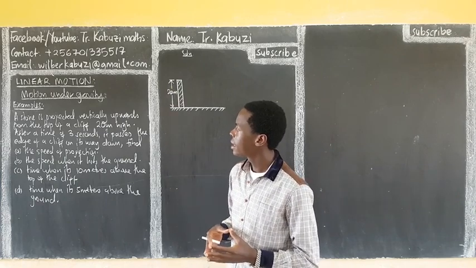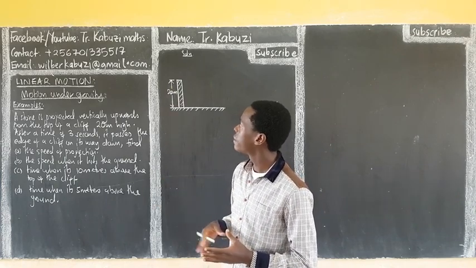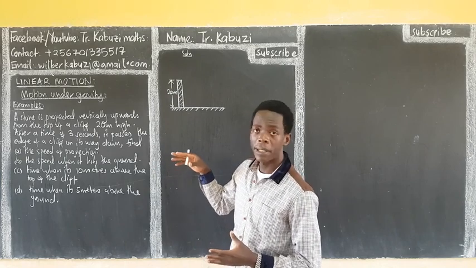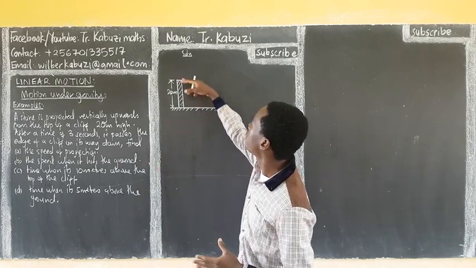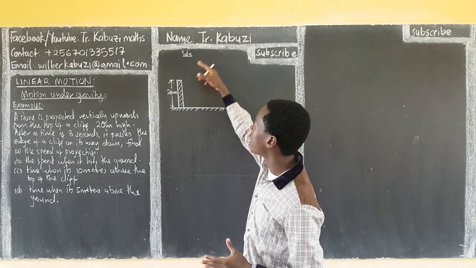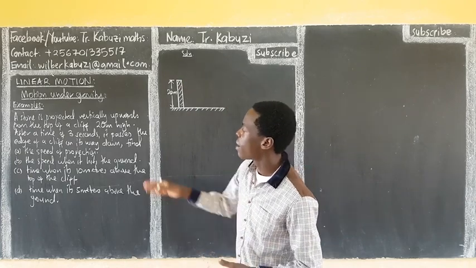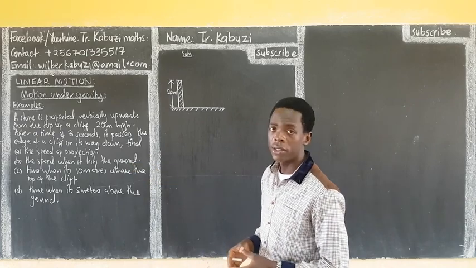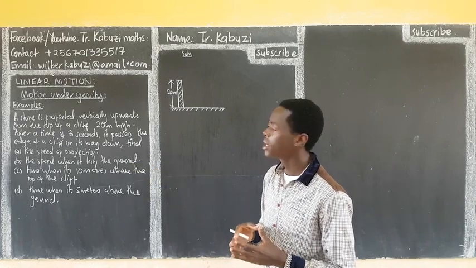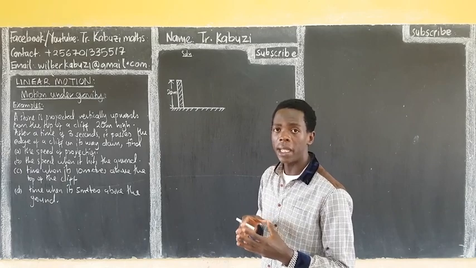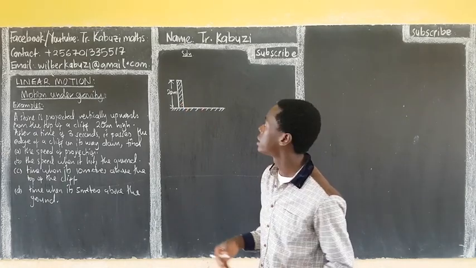After 3 seconds, it passes the edge of the cliff. Meaning, if I project it up and it passes the edge of the cliff, it means that it was falling on its way down. Find the speed of projection. In simple terms, whenever they ask the speed of projection, they are asking the initial speed at which you projected that object.